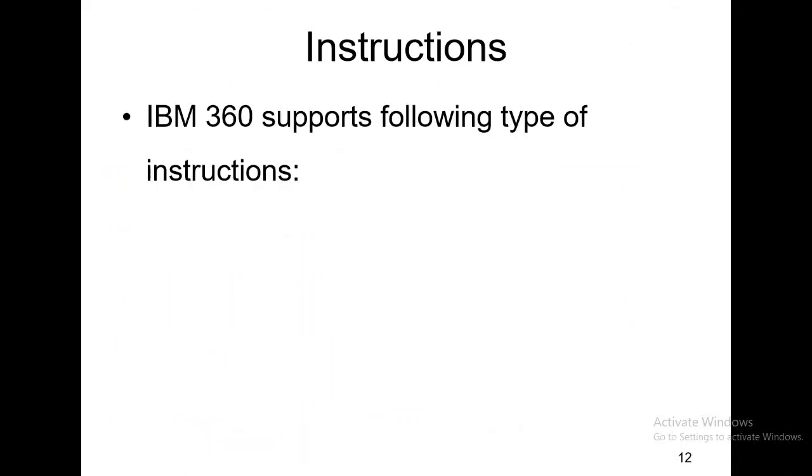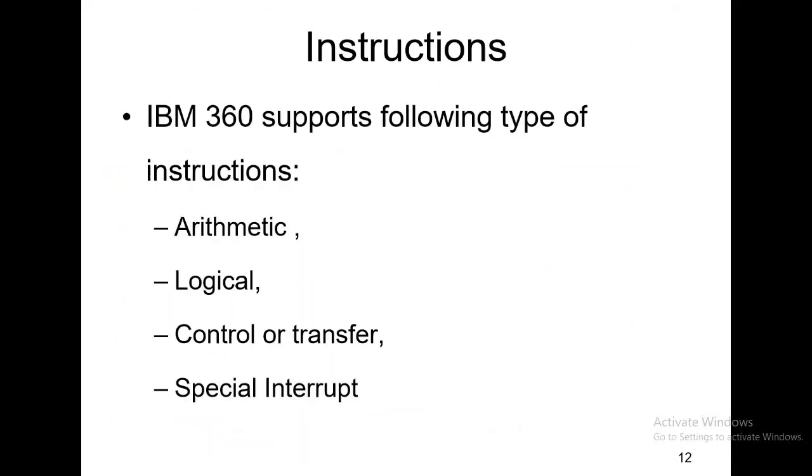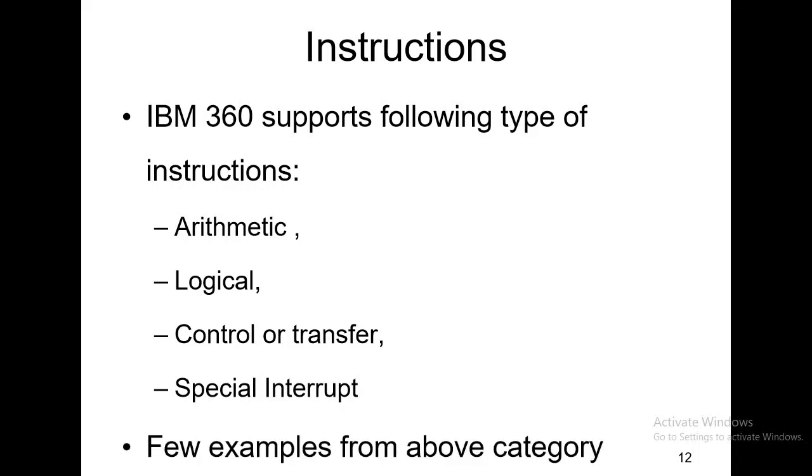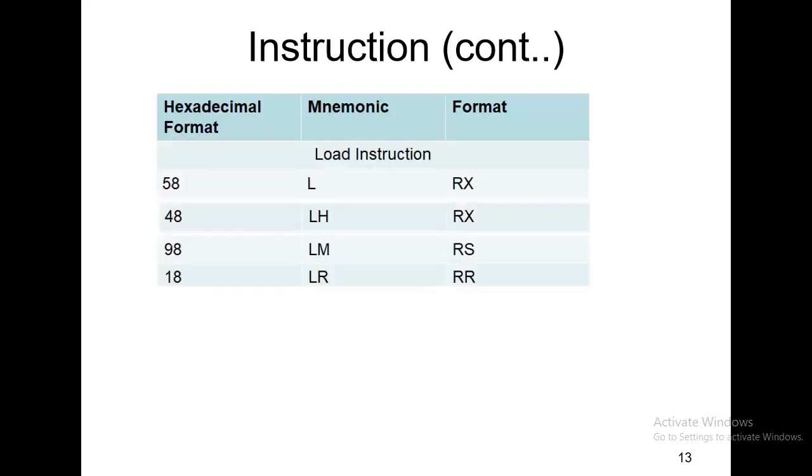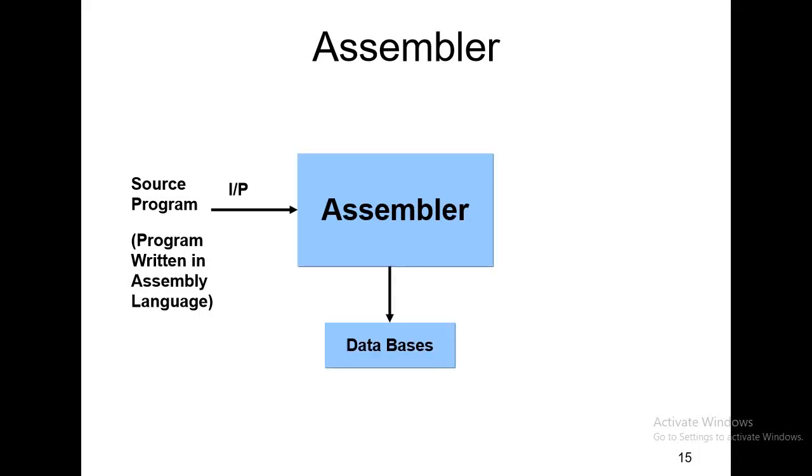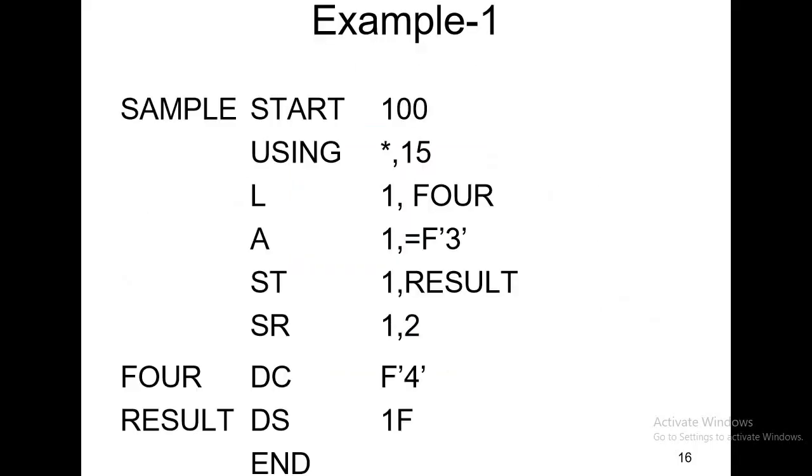Now see, IBM 360 supports instructions such as arithmetic instruction, logical instruction, control or transfer instruction, and last one is special interrupt. Assembler means what? It takes a source program as an input language, and with the help of assembler it converts it into machine level language. This is also known as target program.